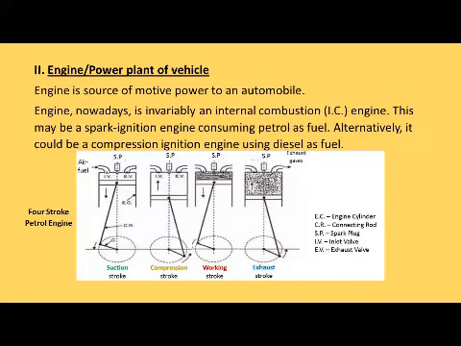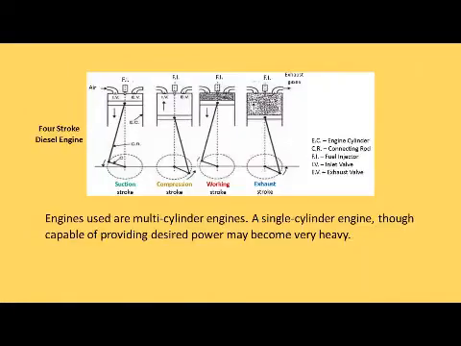Okay. Now regarding the engine or the power plant of the vehicle. The engine is the source of motive power to an automobile. The engine nowadays is invariably an internal combustion engine, that is IC engine. This may be a spark ignition engine consuming petrol as fuel. Alternatively, it could be a compression ignition engine using diesel as fuel. Here we have shown the 4-stroke petrol engine and 4-stroke diesel engine. The engines used are multi-cylinder engines. A single cylinder engine, though capable of providing the desired power, may become very heavy and therefore may be unsuitable.